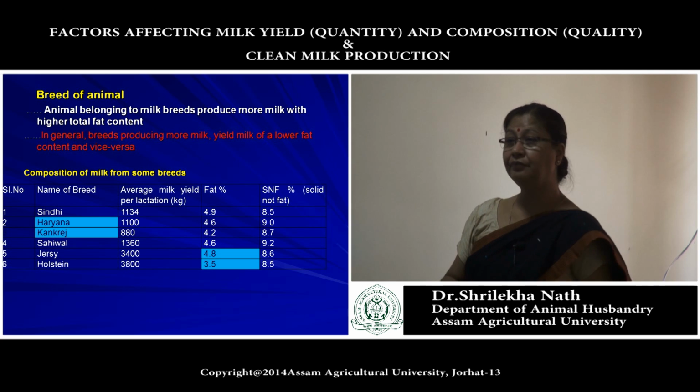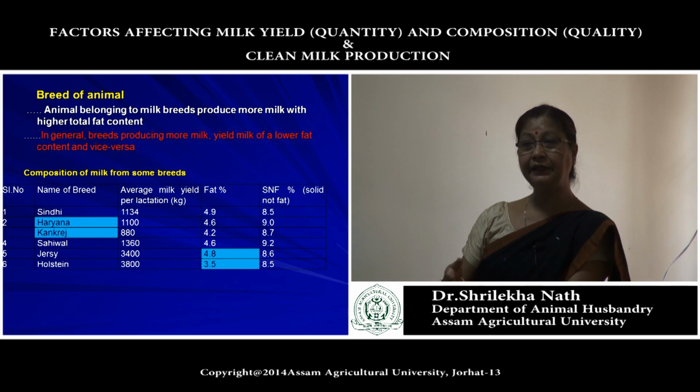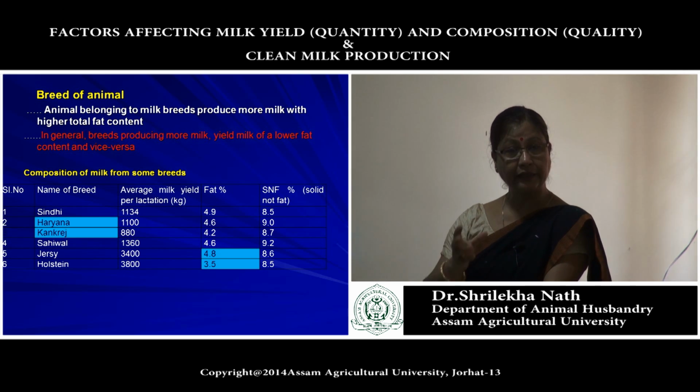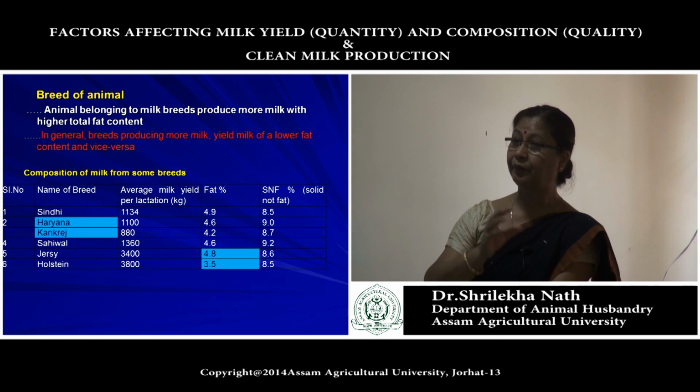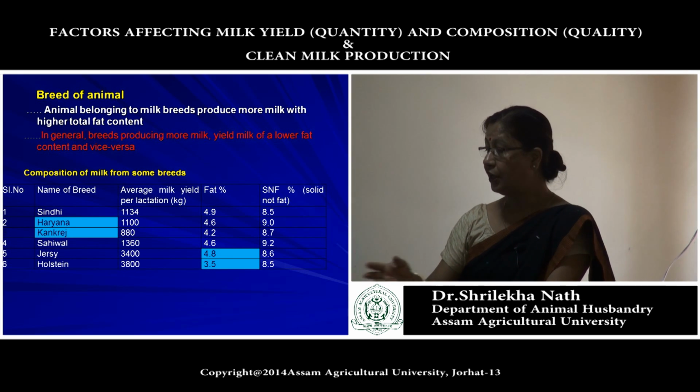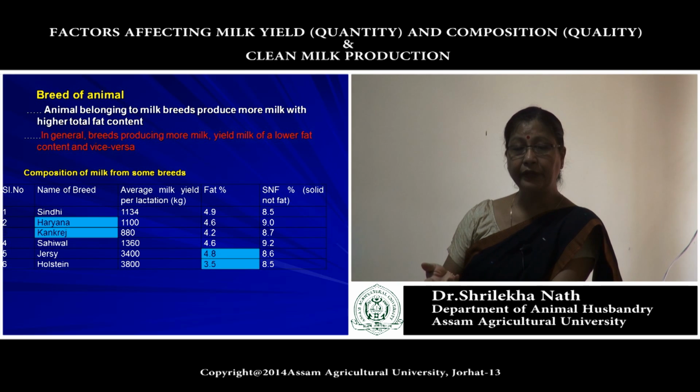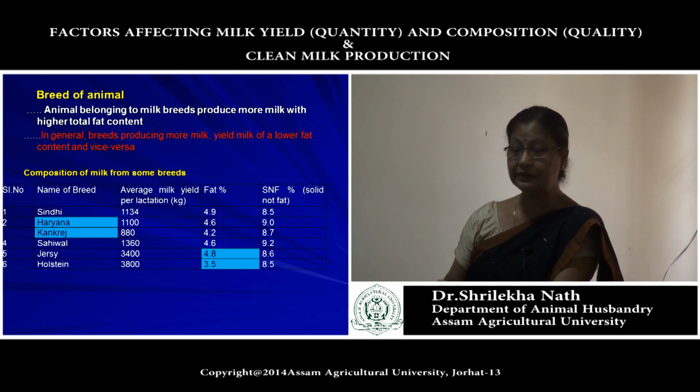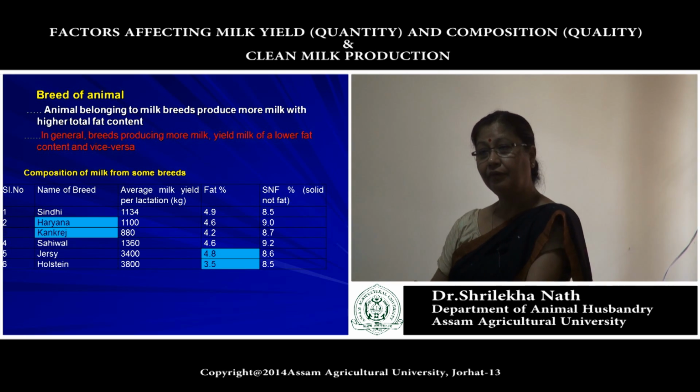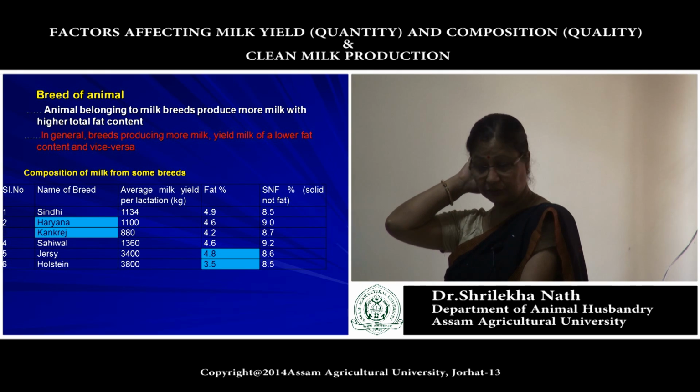After species you come to breed. Now you have studied the different breeds of cattle. Cattle breeds can be divided into milk breeds, dual purpose, and draught breeds. In general, the milk breed animals produce more milk, isn't it? So milk producing animals produce more milk.